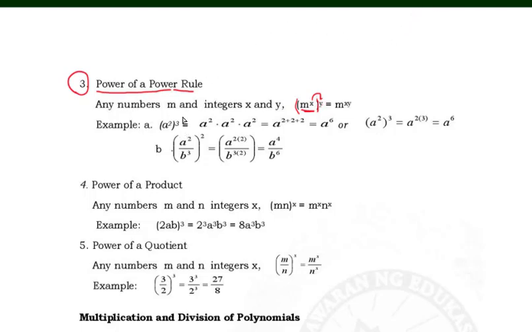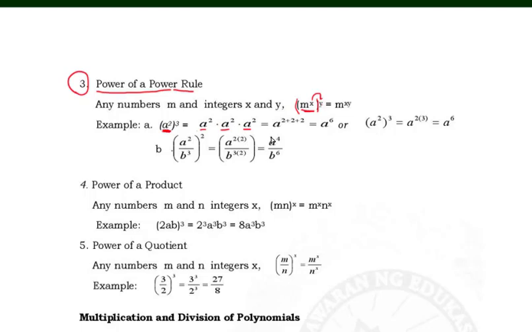Example, we have a raised to 2 raised to 3. Okay? Ang ginawa, in-expand uli yung nasa loob. So, in-expand, lagi siyang a square times a square times a square, kasi tatlong beses, di po ba? Ito po yung base natin. So, ang nangyari, in-add natin yung tatlong a.